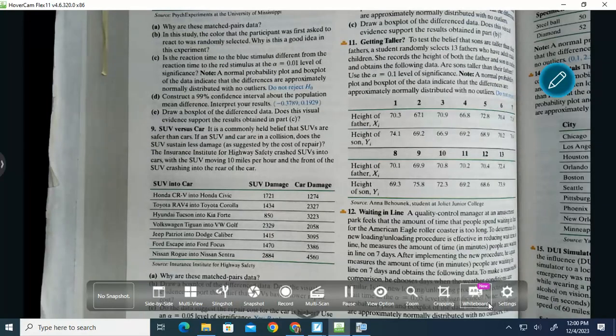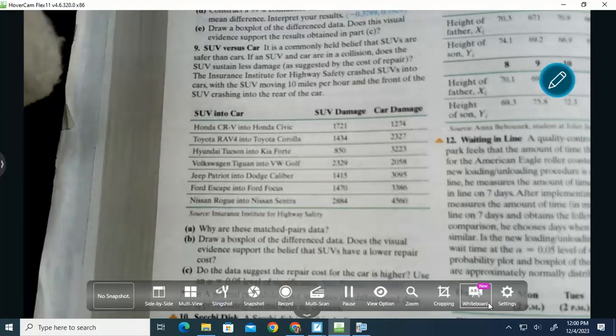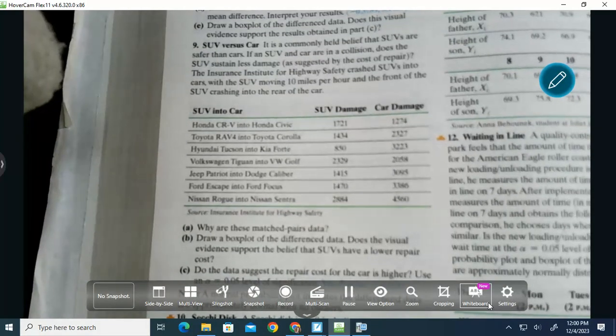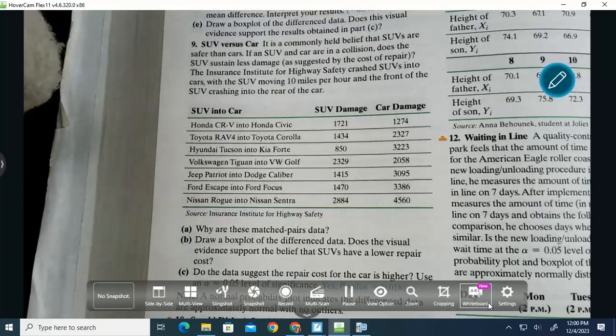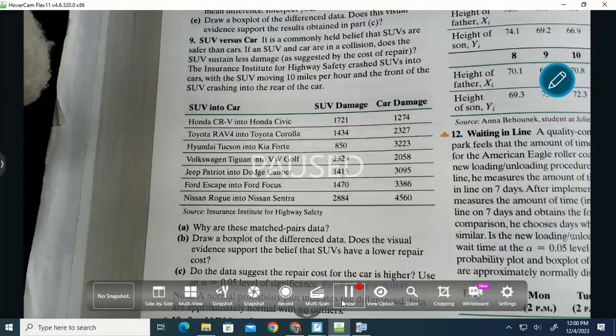Okay, we're going to look at this one question here. Problem number 9. My document camera won't zoom in enough, but. It is a commonly held belief that SUVs are safer than cars. If an SUV and car are in a collision, does the SUV sustain less damage as suggested by the cost of repair? So, we have the types of vehicles here, the amount of damage to the SUV in dollars, the amount of damage to the car in dollars.